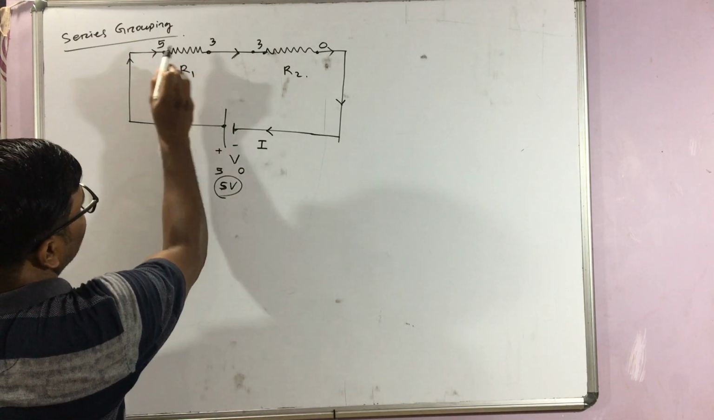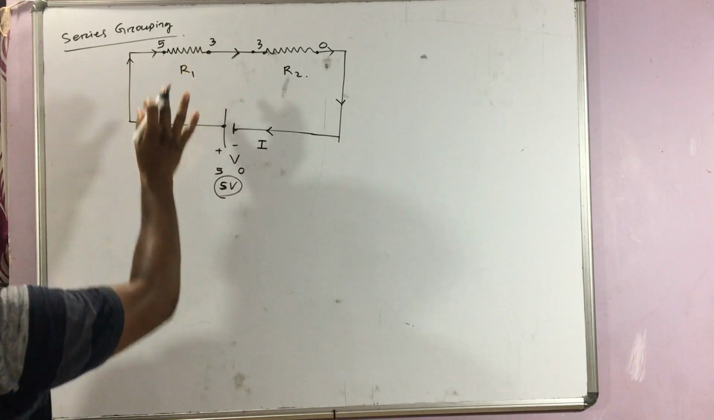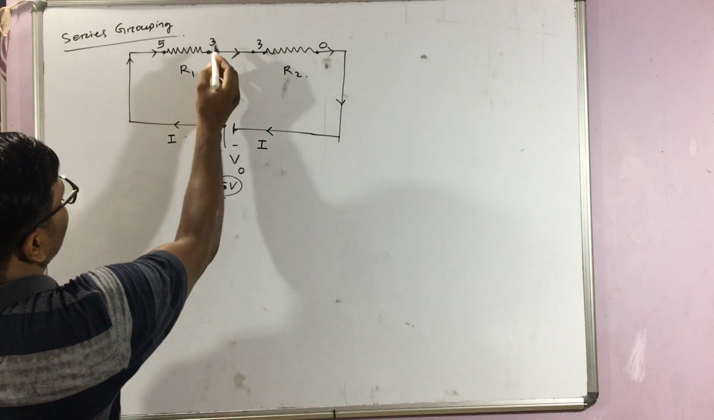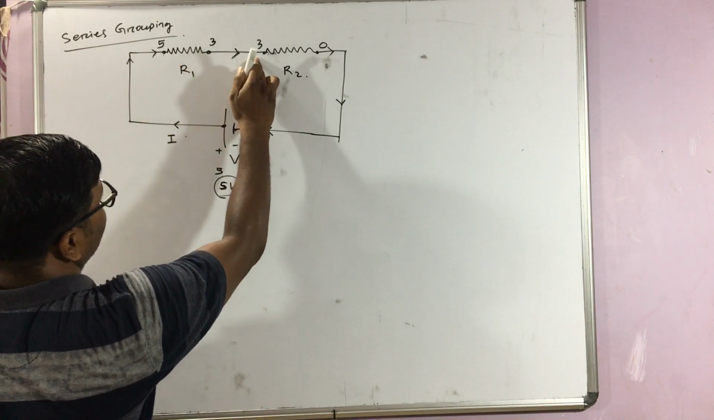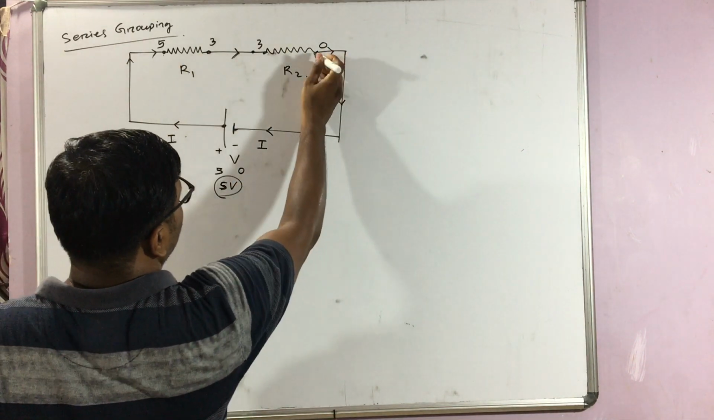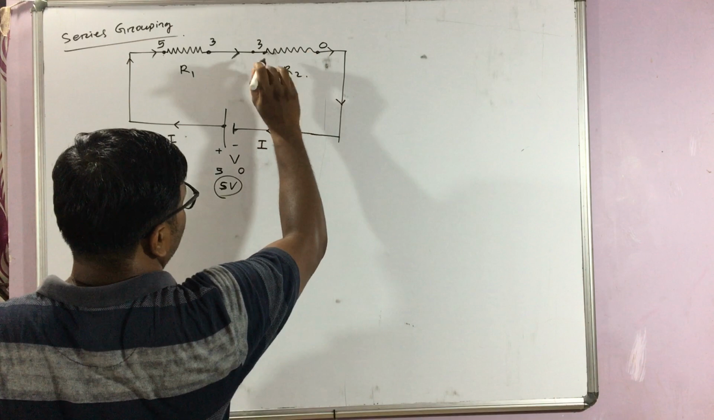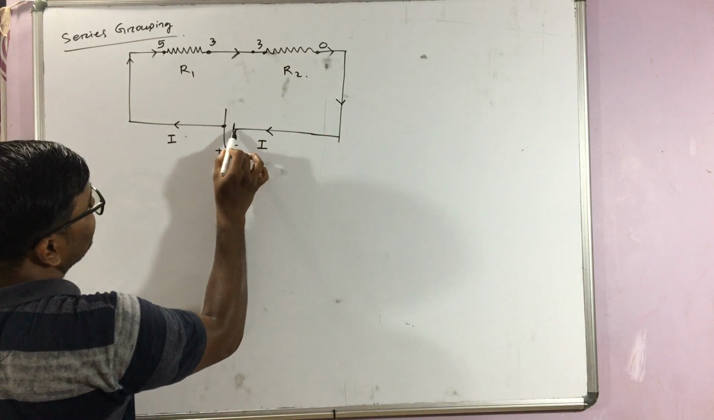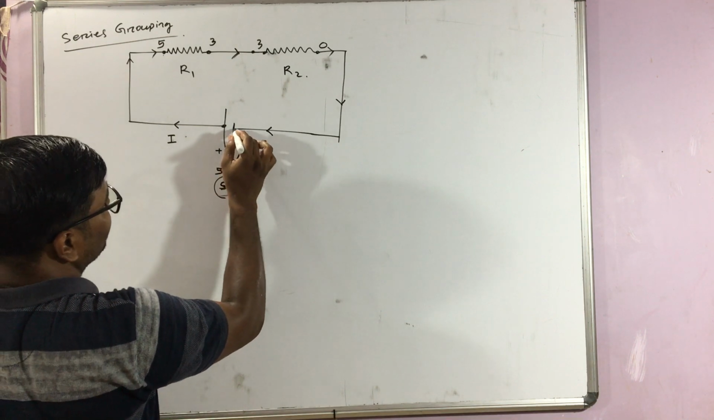Here the potential is 3, because the job of a resistor is to decrease the potential. So if it is 5, it is coming to 3. Now at this point the potential is 3, and at this point the potential is 0, as it is decreasing the potential. Why is it 0? Because we have already taken this terminal to have 0 potential.